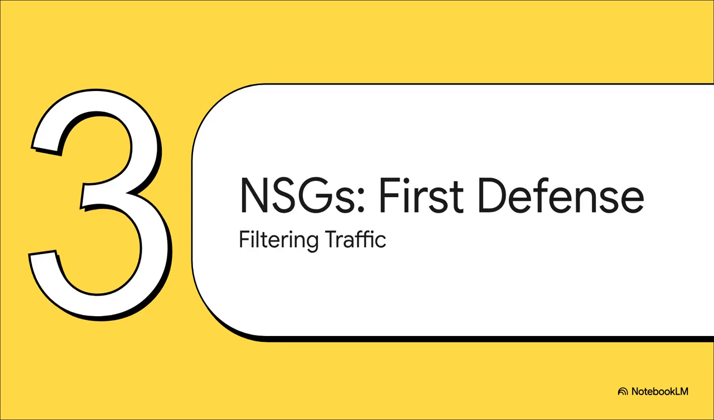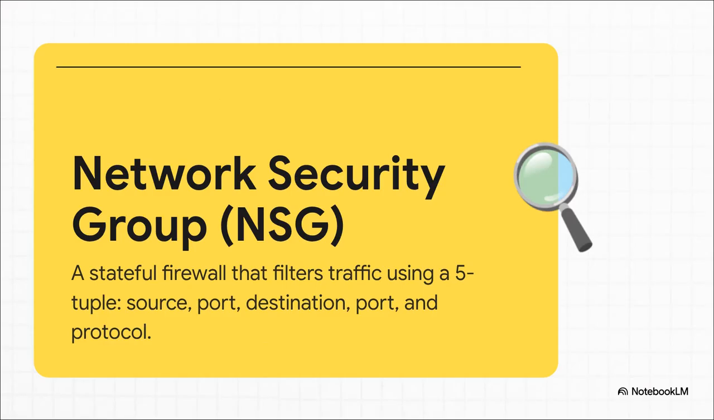Okay, so our first real layer of active defense inside that VNet is the Network Security Group, or NSG. Let's use an analogy. If the VNet is your office building, NSGs are like the security guards you post at the door of every single floor, controlling exactly who is allowed to come in and go out. So, what is an NSG, really? At its heart, it's a stateful firewall that filters packets.